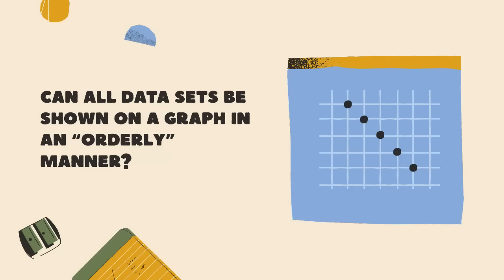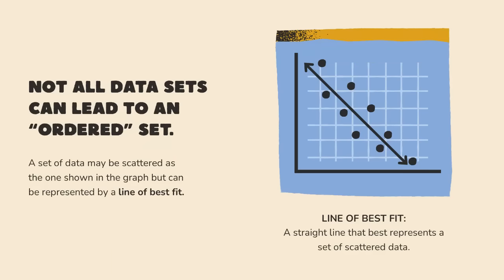Can all data sets be neatly represented on a graph? Not always. Some data sets are scattered, but they can still reveal trends. This is where the concept of the line of best fit comes in. It helps simplify complex data for better understanding and decision-making.